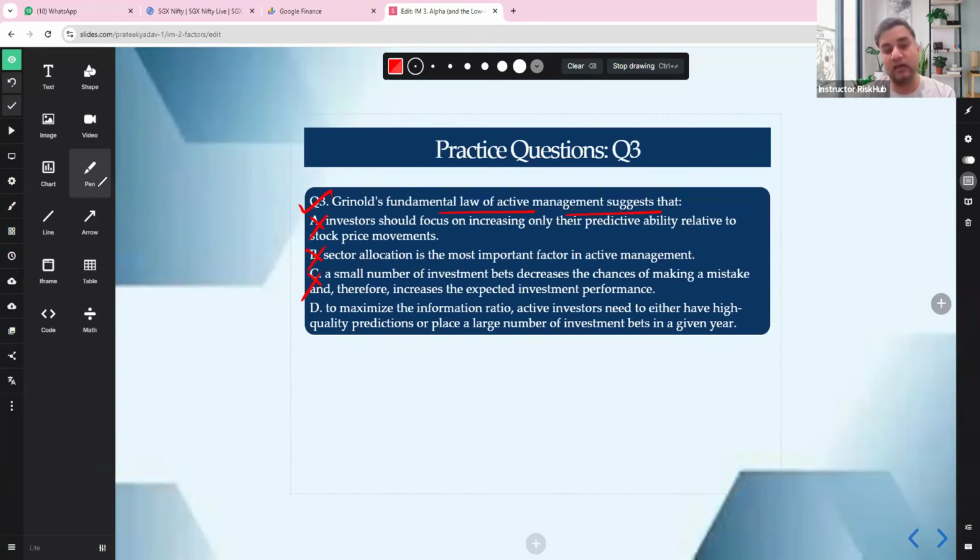And if you look at now option D, right, to maximize the information ratio, active investors need to either have high quality predictions or place a large number of investment bets in a given year. That makes sense. This is what Grinold's active investment management law is. You maximize your IR either through high IC, which is your skill, or high BR, which is more bets, right? So the law clearly states performance improves with both skill and the number of independent bets, which you need to keep in mind. That's why IC and BR both are important.